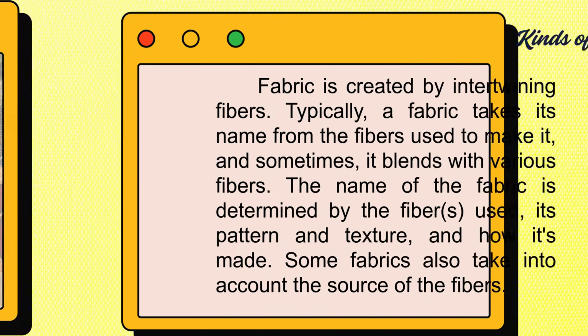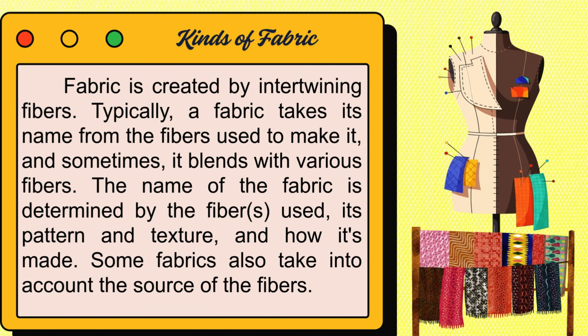Kinds of fabric. Fabric is created by intertwining fibers. Typically, a fabric takes its name from the fibers used to make it, and sometimes, it blends with various fibers. The name of the fabric is determined by the fiber used, its pattern and texture, and how it's made. Some fabrics also take into account the source of the fibers.